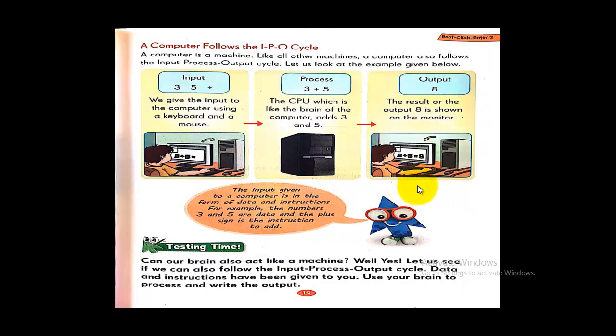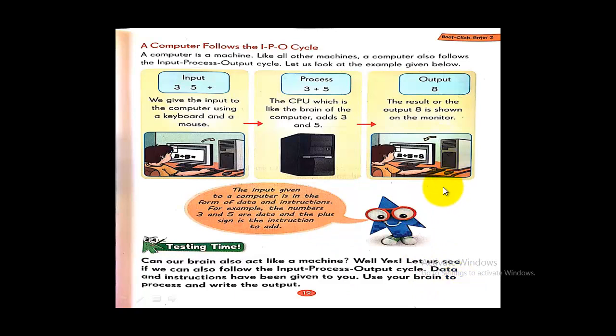Now let's check the next topic. A computer follows the IPO cycle. Now a computer also follows this IPO cycle like other machines. This computer also follows the IPO cycle. Now a computer is a machine like all other machines.